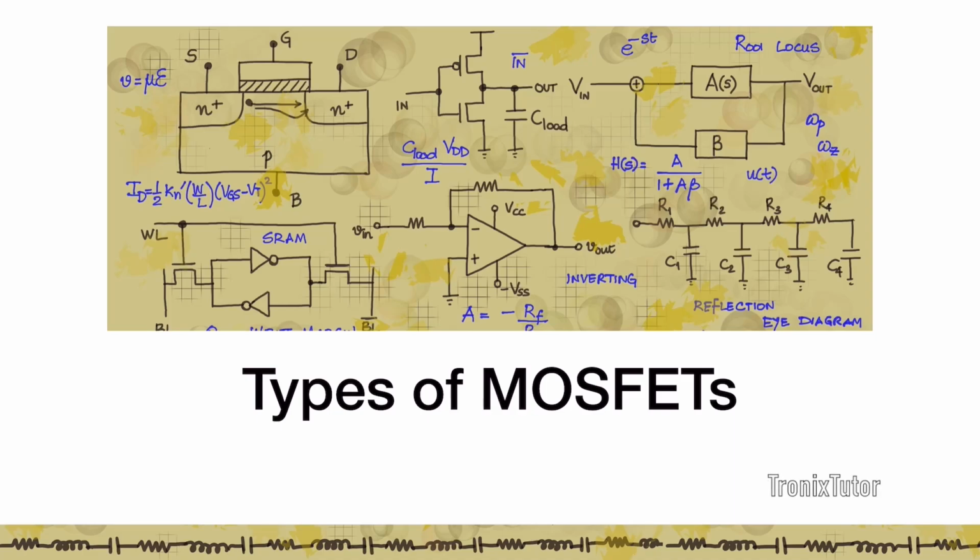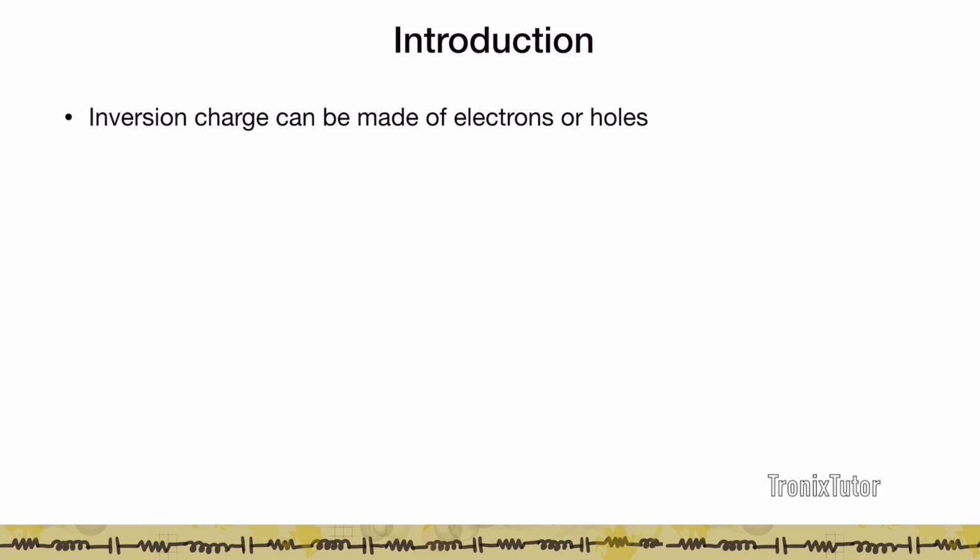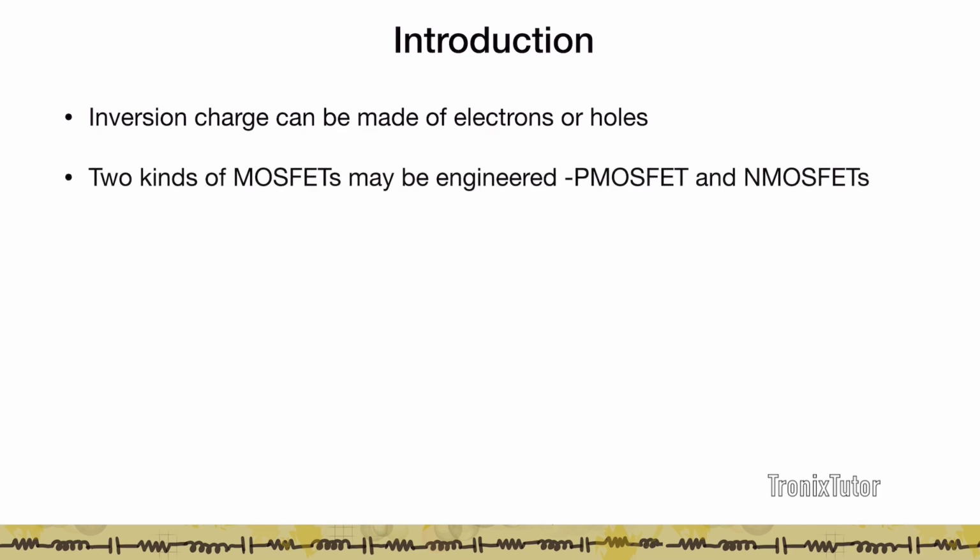Hello, in this short video, let's look at the types of MOSFETs that are present. If you remember from the MOSFET working model, inversion charge is the reason why we have conduction in MOSFETs. The inversion charge can be made up of electrons or holes, and hence you can engineer two kinds of MOSFETs, namely the PMOS or the NMOS, depending on whether the inversion charge is a hole or an electron. So now let's place them next to each other and compare the two.